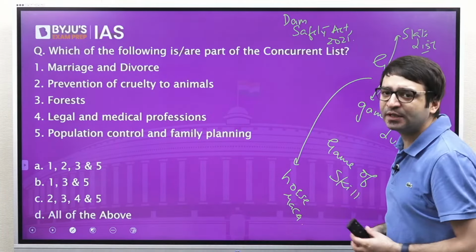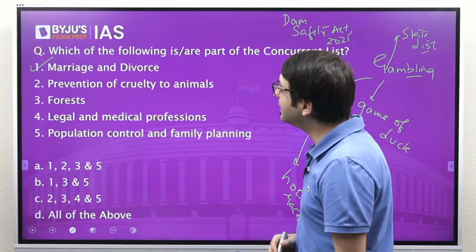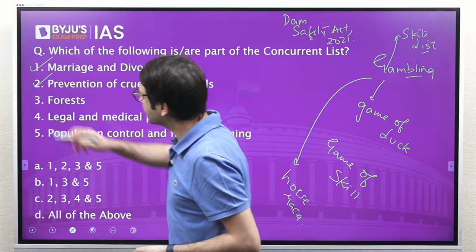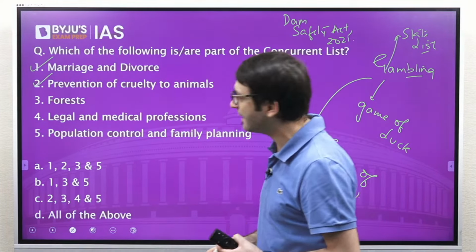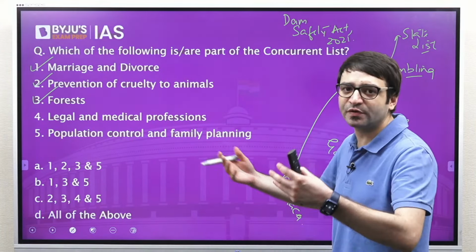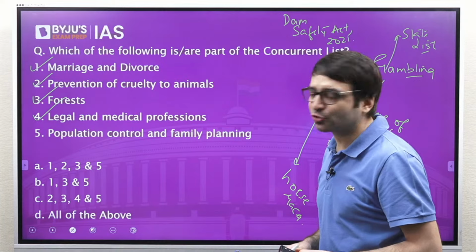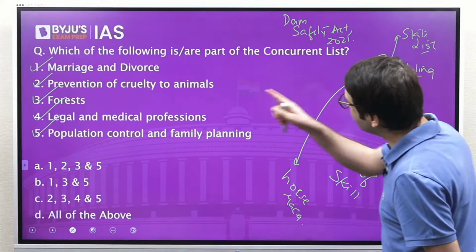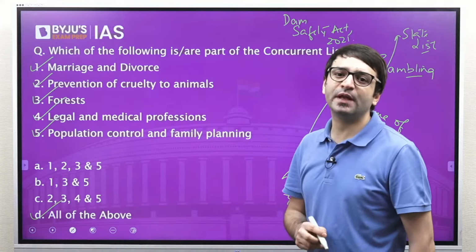So these subjects have been in the news. Marriage and divorce is part of concurrent list. Prevention of cruelty to animals in the context of Jallikattu, it's also in concurrent list. Forests, Forest of India report, which is in the news for a long time, it's under concurrent list. Legal and medical professions, because of the controversy surrounding NEET, it's also under concurrent list. Population control and family planning, also in the news, it's also part of concurrent list. So which of the following is or are part of the concurrent list? D, all of the above.